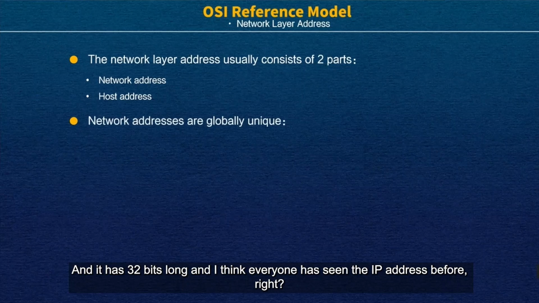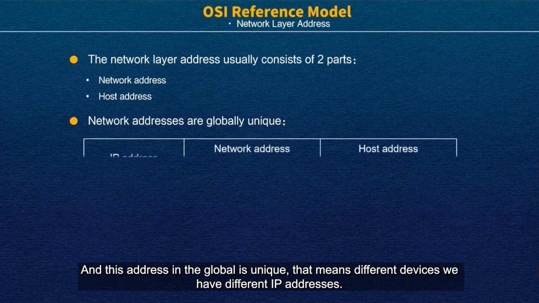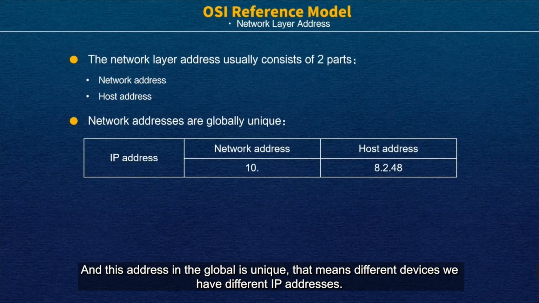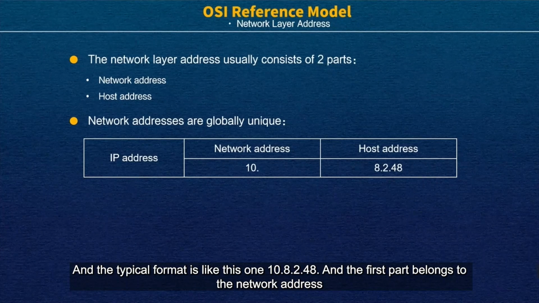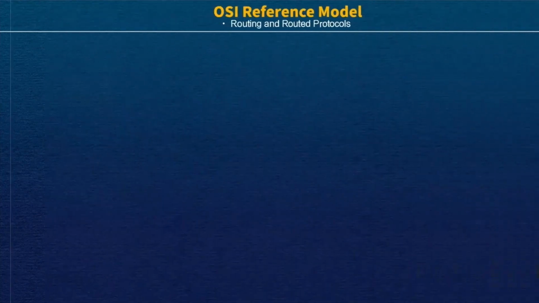And I think everyone has seen an IP address, right? This address is globally unique. That means different devices will have different IP addresses. The typical format is like this one, 10.8.2.48. The first part belongs to the network address, and the second part belongs to the host address. Often we will use the IP address as the network layer address.